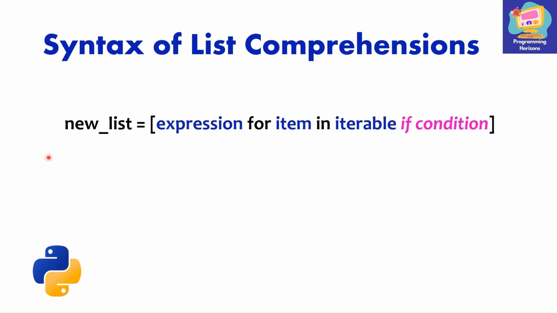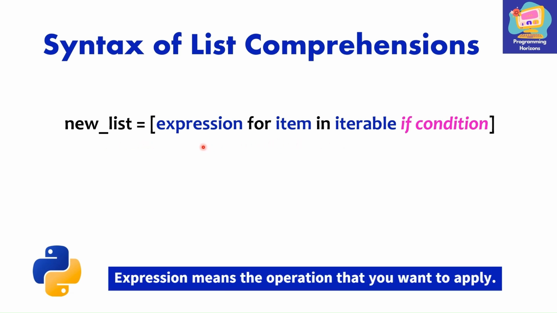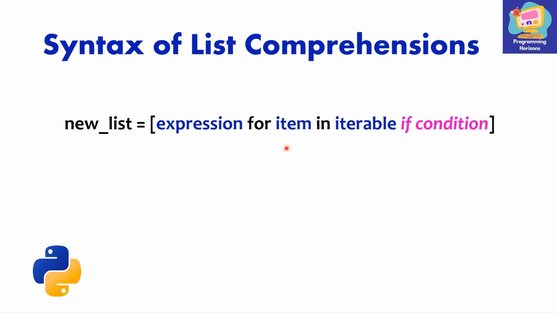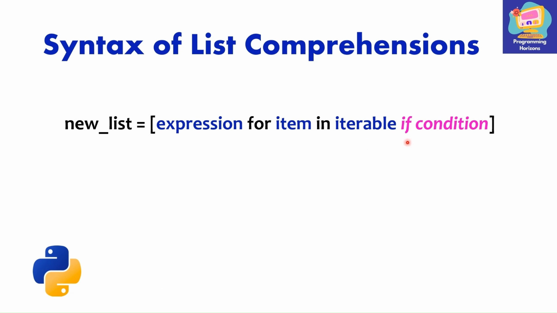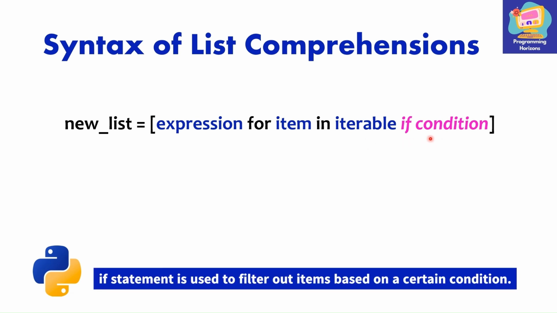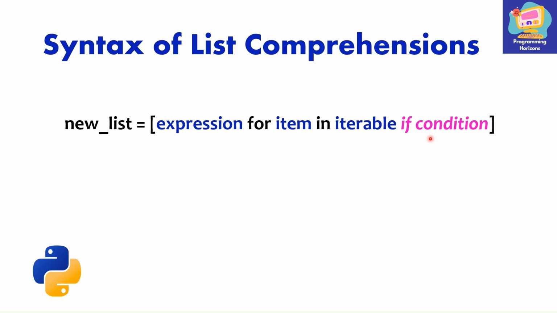First of all, we assign a name to the list that we are creating. Then we assign it a pair of square brackets within which we mention the expression which represents the operation that you want to apply for each item in an iterable. Here iterable represents a sequence of data, for example a list, tuple or a range. And then at the end we mention if condition. This if condition is optional and is used to filter out items that meet a certain condition. Let us see an example.